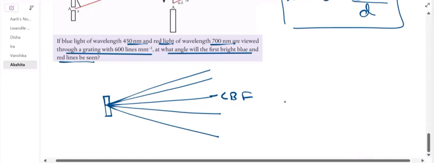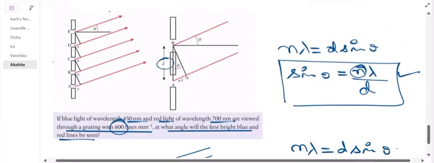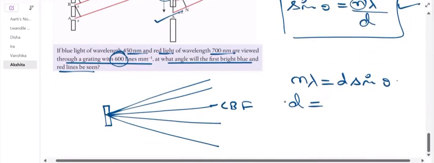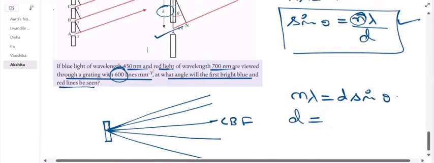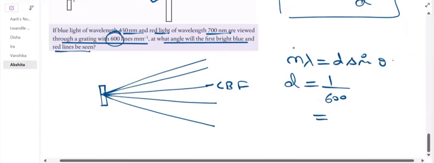Now, if the formula is n lambda equals d sine theta, then how do we find d? Small d is basically the distance between the two fringes, correct? So 600 lines per mm is given. So in 1 mm, they had 600 lines. Correct? Okay. So how much will be the distance?